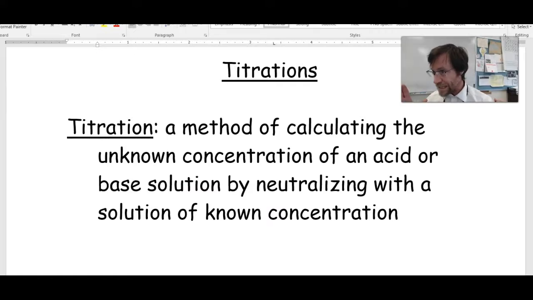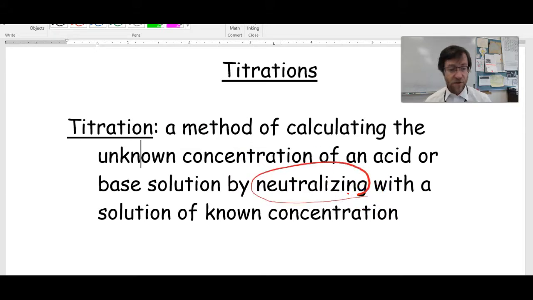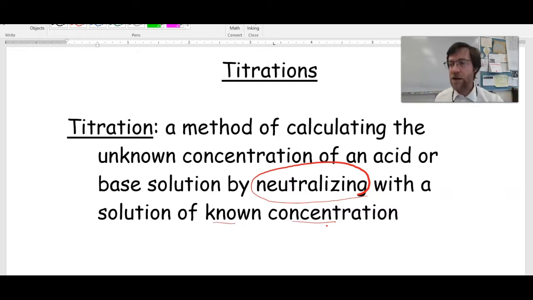So, first thing we need is the definition of a titration. Like I said, it's basically a method for calculating the unknown concentration of an acid or base by neutralizing it, right? So this is an acid-base neutralization reaction with a solution of known concentration. It's like a neutralization reaction. We've done this ad nauseum. Everybody seems to be spot on with this.